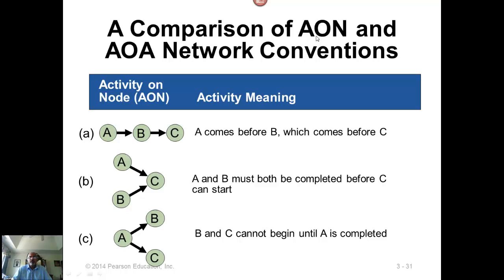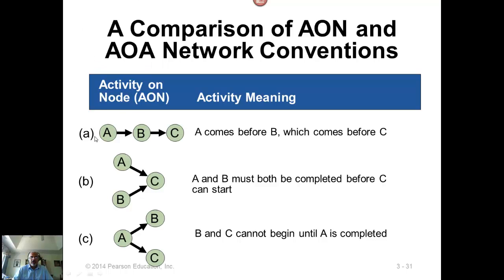But there is another way to develop networks, and that would be when the arrows represent activities and the nodes represent the beginning of the activity and the end of the activity. And that is called AOA network, activity on arrow network convention. Now we will not be discussing activity on arrow network. We will only use activity on node network. So you don't need to know how to develop an AOA network, but you need to know what it means. What is AOA? AOA stands for activity on arrow convention.